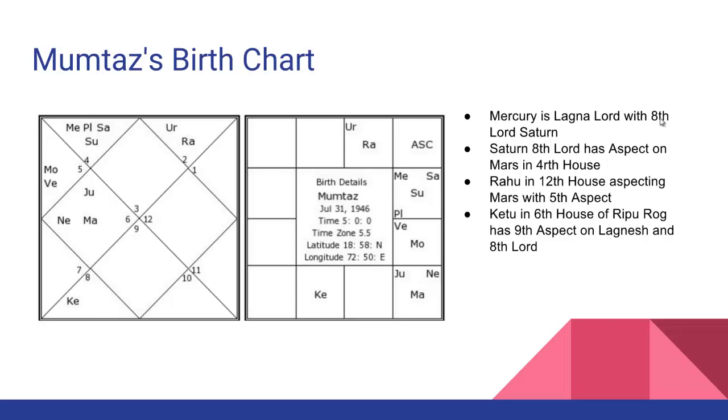Okay, Mercury is the Lagna Lord. It is with the 8th Lord, Saturn. So that means Saturn, the 8th Lord, is having a connection with the Lagnesh, which is the Lagna Lord. And Saturn, the 8th Lord, has an aspect on Mars. Okay, if you see the aspect, Saturn the 8th Lord is having an aspect on Mars. 1, 2, 3. You can see.